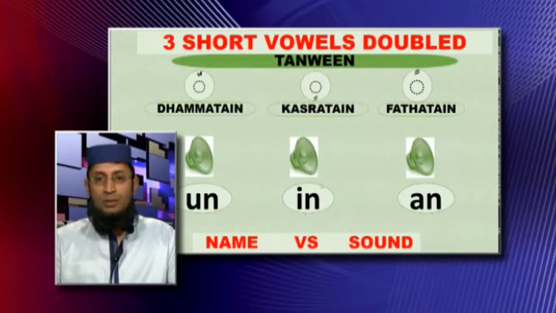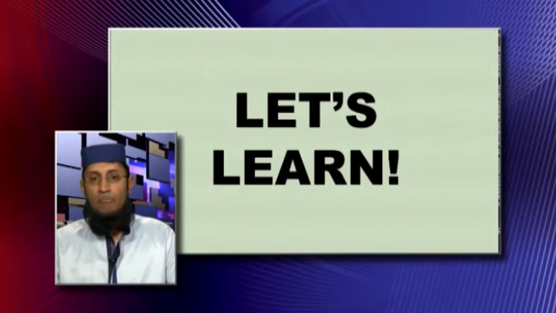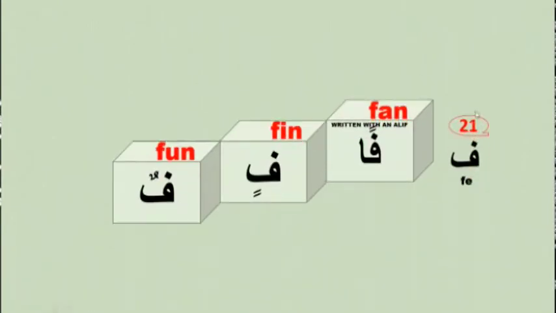Okay, so we are busy with tanween, the an, in, and un, that is the sound it gives. For reading purposes, again, remember to know the sound when you see the symbol or the sign is of most importance. So let's learn. Letter number 21, which is the letter fe. When we put fathatain, it becomes fan. Kasratain, fin. And dhammatain, fun. Fan, fin, fun.